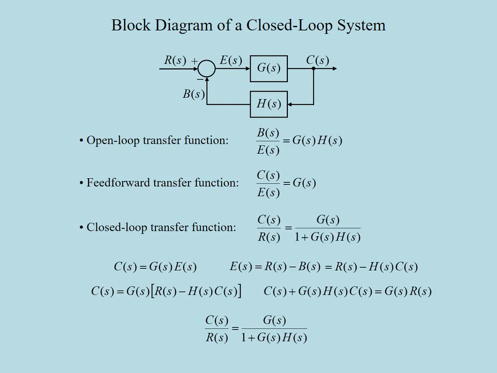Note that the closed-loop transfer function is obtained as the feed-forward transfer function divided by 1 plus the open-loop transfer function. Another important point we have to emphasize here is that we are considering a negative feedback configuration. If the feedback were positive, then the denominator of the closed-loop transfer function would be 1 minus the open-loop transfer function.